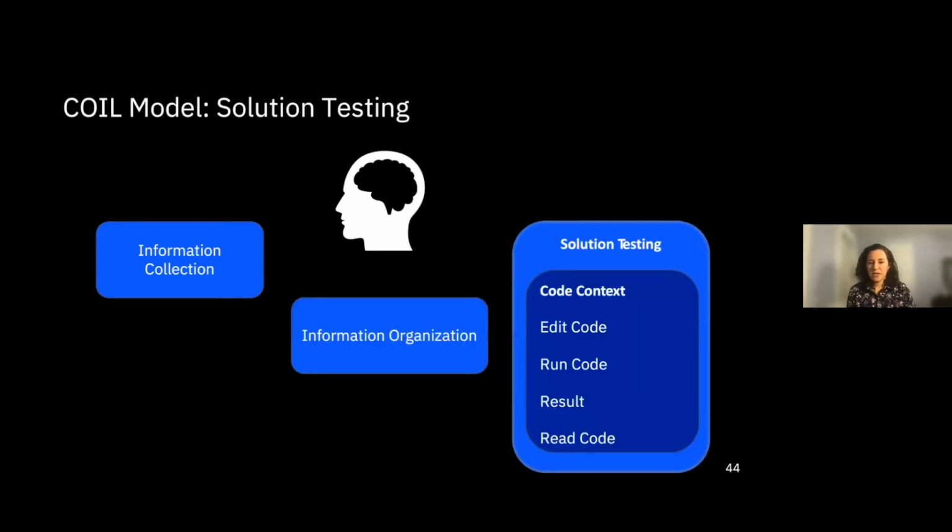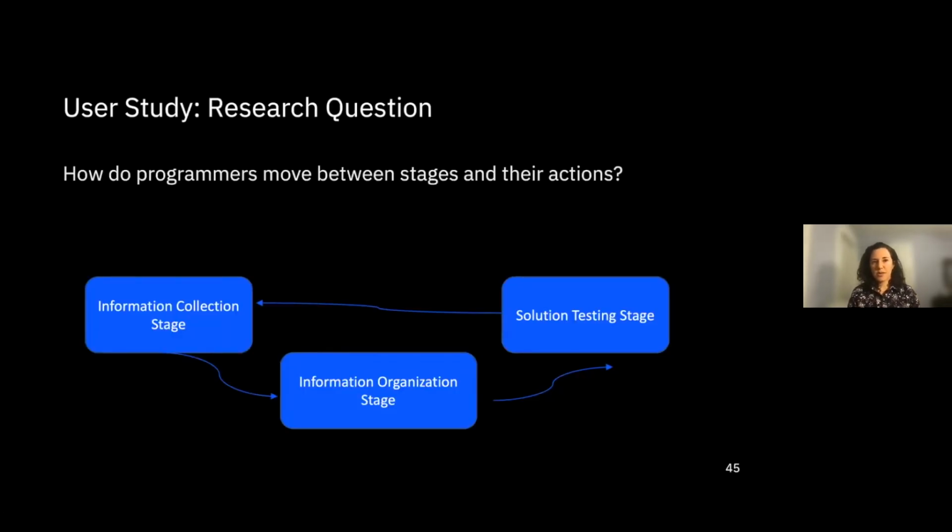And then finally, people need to actually take whatever information they found, make a decision about what they think is going to be most relevant and take it into their code context. So that could involve editing the code, running their code, checking the results, reading their code, all of these sort of code context items.